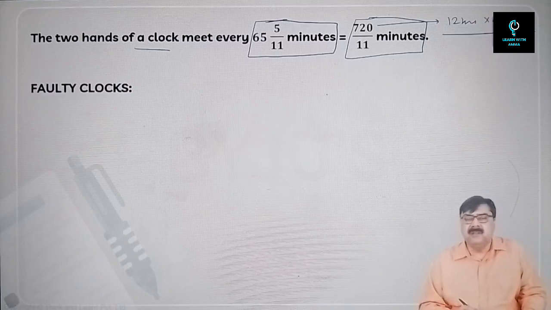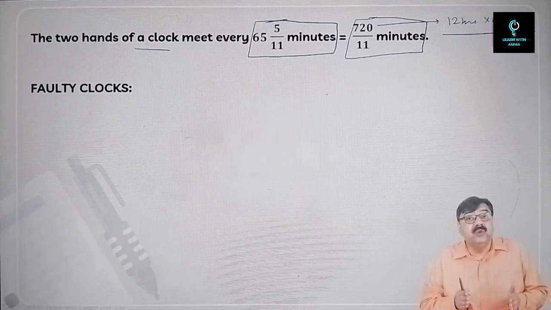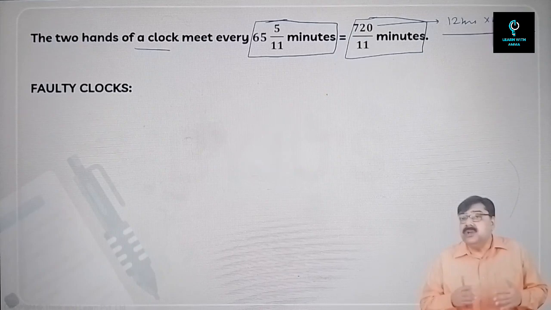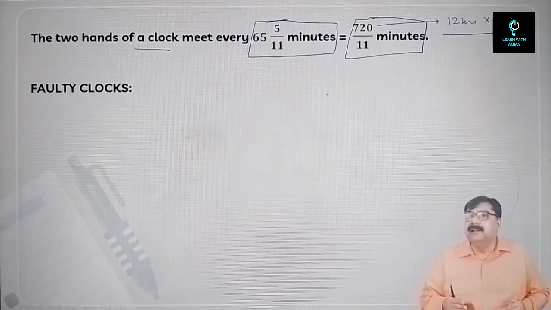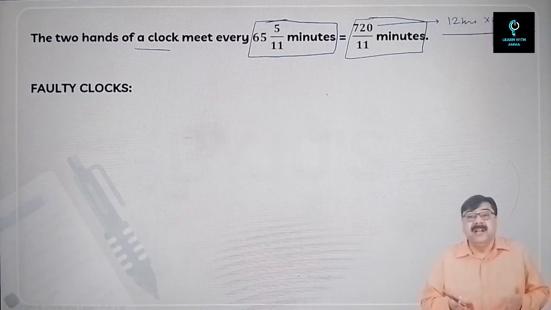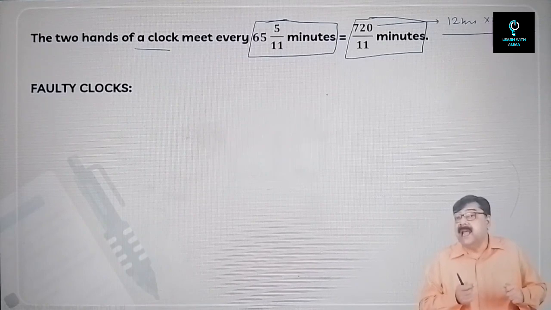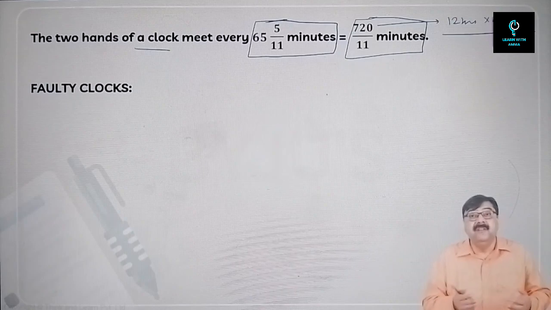Now let us talk about some faulty clocks. What would be meant by a faulty clock? A faulty clock is the one which does not show you the correct time. And what do you mean by a clock not showing you the correct time? Well, the time shown by the faulty clock will either be ahead of the actual time or behind the actual time. And this often happens with clocks or watches, be it a wall clock or an analog watch which we set using a knob, or even a digital watch.